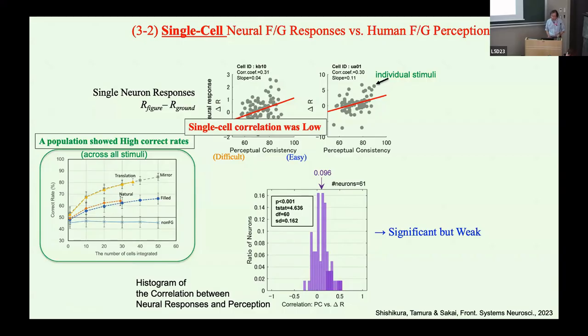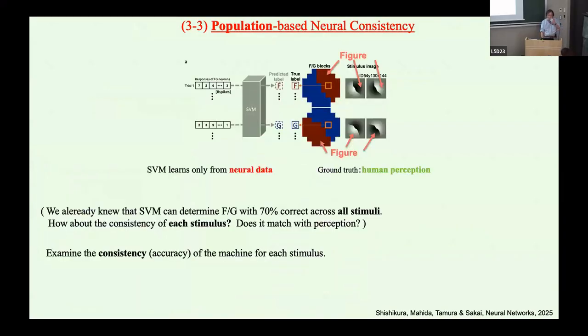But again, we don't know how the responses of the neurons are combined. So we used the SVM classifier again. We pooled neural data, and the machine judged figure-ground at each location. In this case, figure is shown in orange and ground in blue. And for the learning, we need a ground truth. So we gave the human judgment of figure-ground as the ground truth and let the SVM learn how to judge.